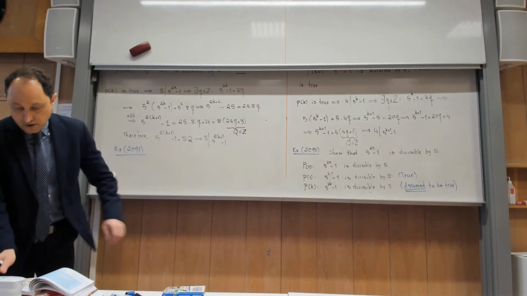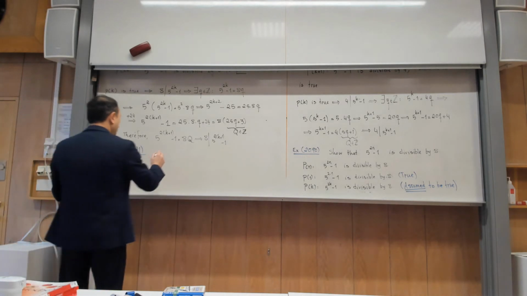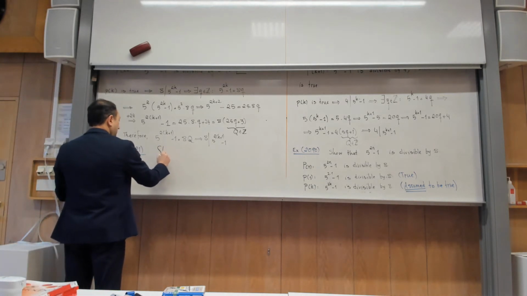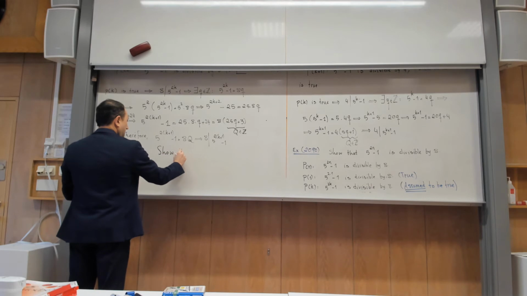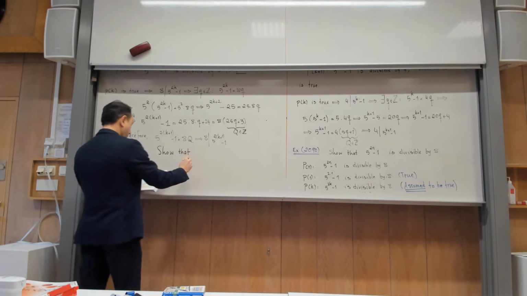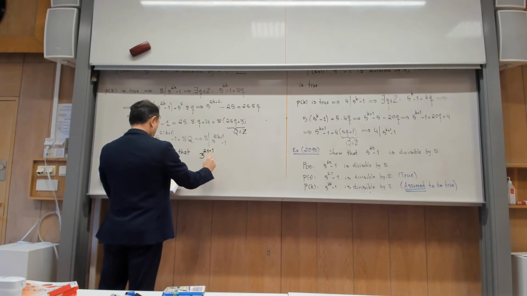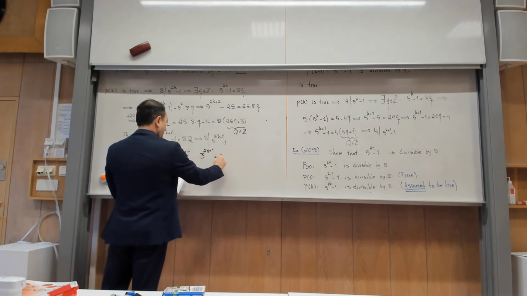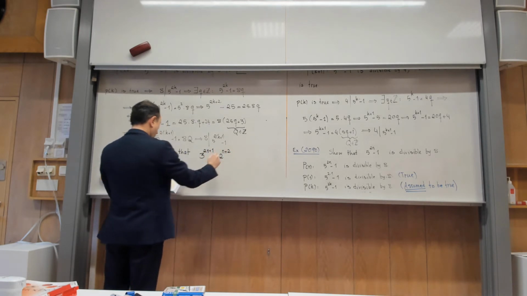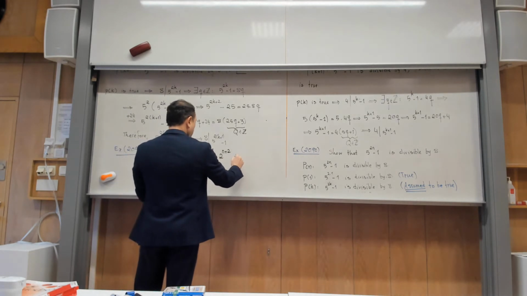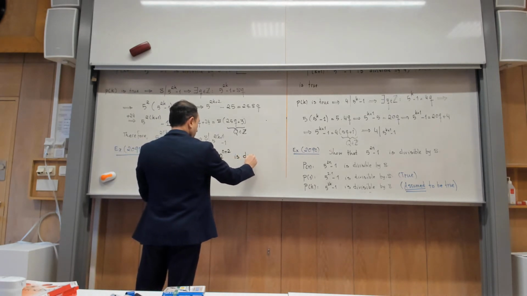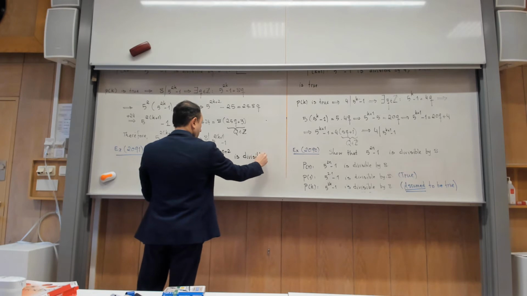Show that 3 to the power of 2n plus 1 plus 2 to the power of n plus 2 is divisible by 7.